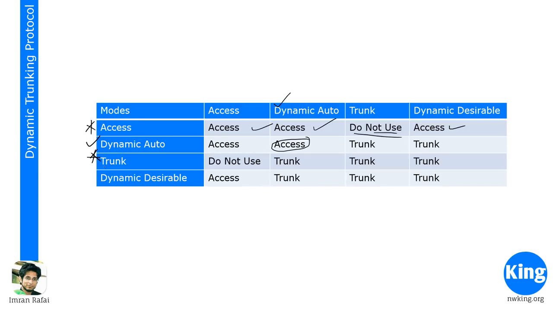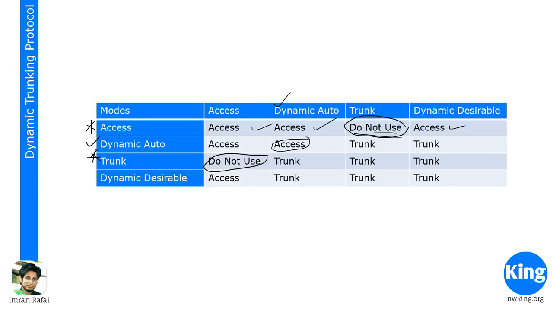So whenever it is hard coded on either side, if it's hard coded to be a trunk, then it will always be a trunk. If it's hard coded to be an access, it will always be an access, except for these 2 cases where one side is configured to be an access port and the other side is configured to be a trunk. That is something that you should not use because it will give you unreliable results, right?